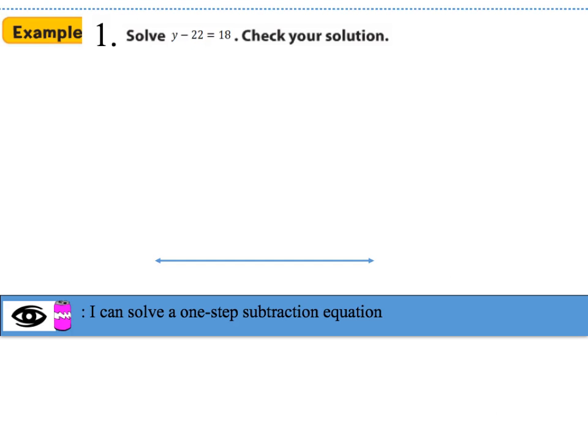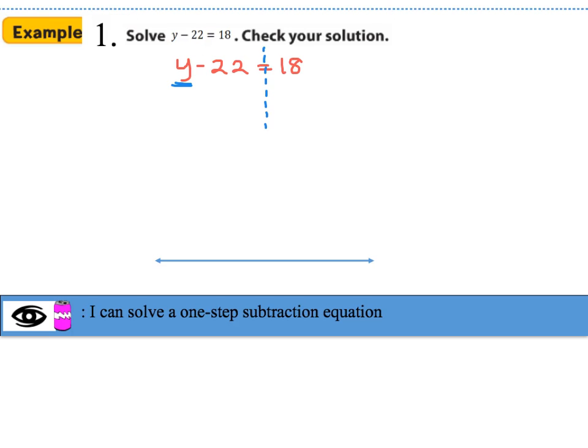So for example 1, it says solve y minus 22 equals 18, and they want us to check our solution. So here's the problem. I'm going to draw my fulcrum, or my dashed line, down the center of the equal sign, because now I have 2 sides to my equation. And remember, the overall goal is to isolate the variable, which is y. But in order to get y by itself, we need to get rid of our constant, which is negative 22.